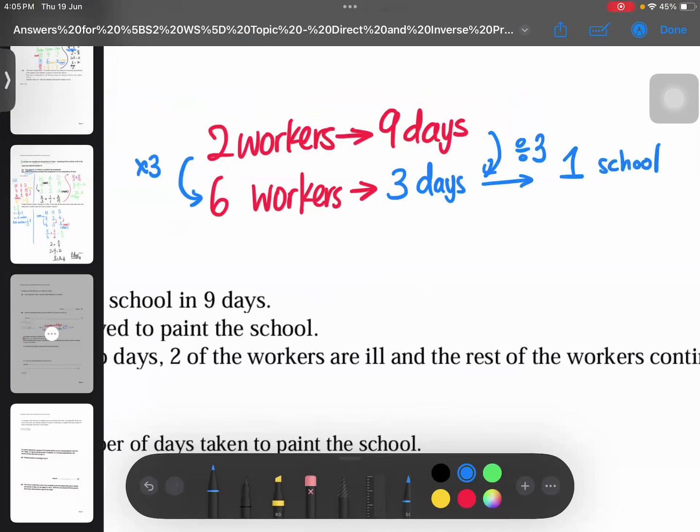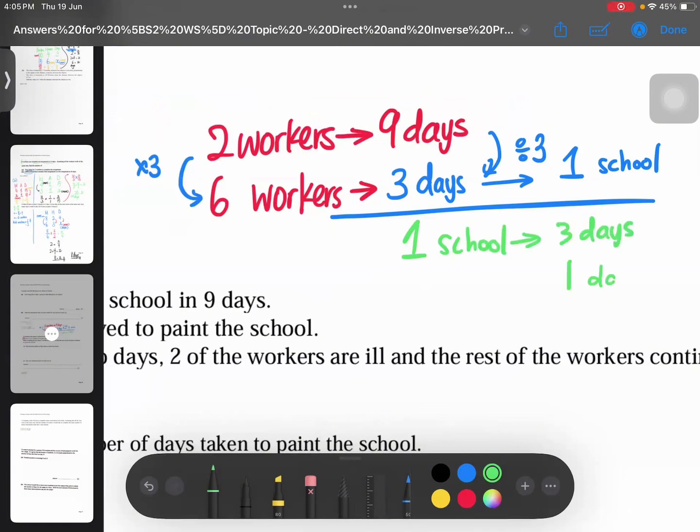Am I making sense? All right, so we know from here itself, we can also infer that one school will definitely need 3 days. Am I making sense? All right, but what if it's one day? What if it's one day? One day will be 1/3 of the school. True? All right, one day will be one third of the school. So 3 days, first one is one third, then two third, then three third, correct?